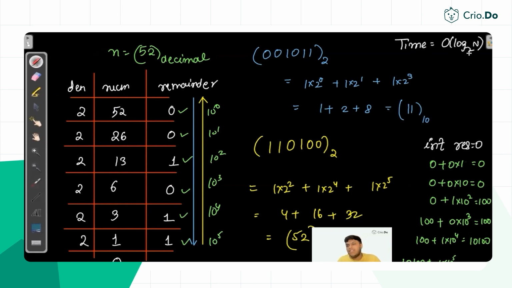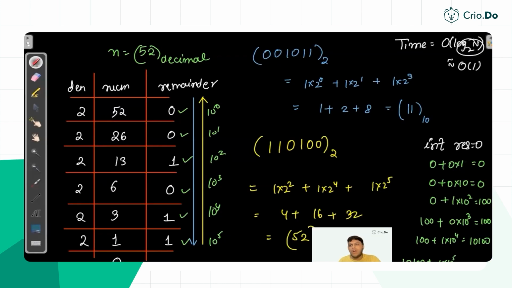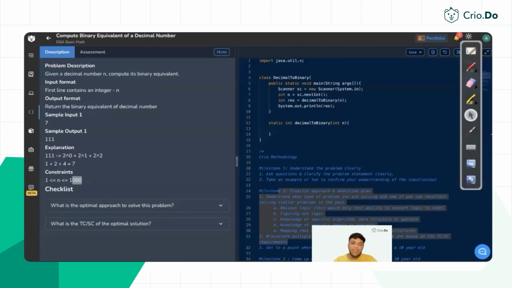You can say time complexity will be logarithmic in nature, almost, which is usually constant. Why? Because the input number is very small. Input number can be at max 1000. So log of 1000 will be very, very less. So you can say it is almost going to be constant. What about space? Since we are just going to make an integer, which takes usually 4 bytes in all of the programming languages, space is constant, a single integer is there. So almost constant time, constant space solution.